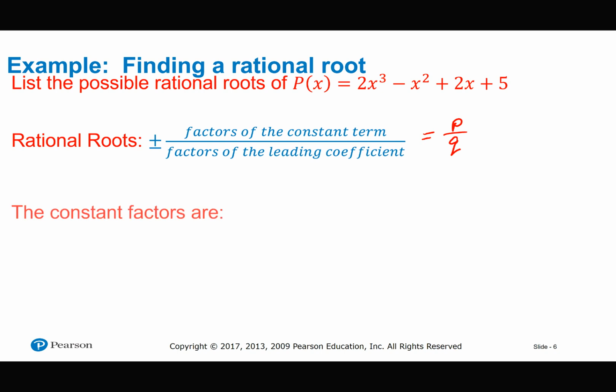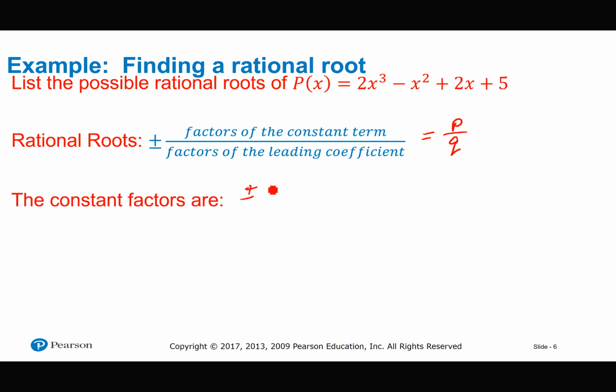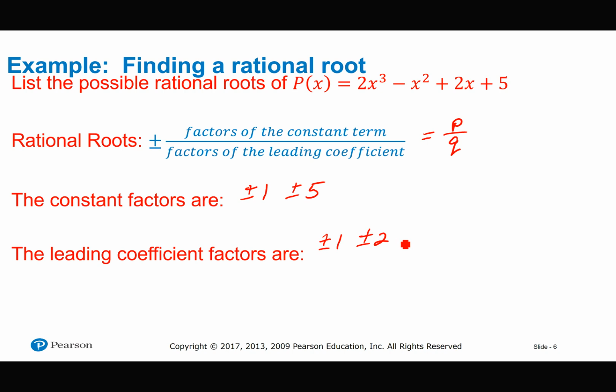So first off, what are the factors of the constant? So plus minus 1, plus minus 5. Those are my only factors of my constant term. What are the factors of the leading coefficient? What is the leading coefficient on this one? 2. So plus minus 1, plus minus 2 are my leading coefficient factors. Therefore, the list that I'm going to create of possible roots, I have to do each of these.